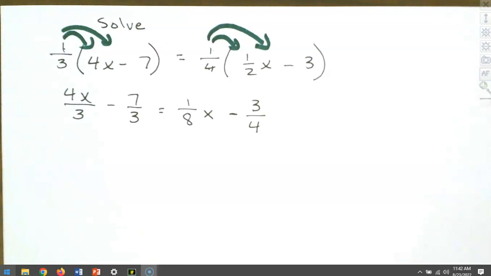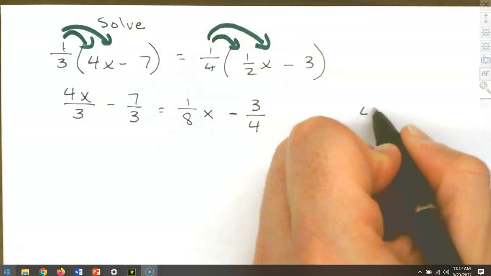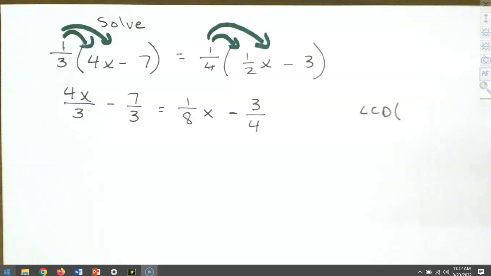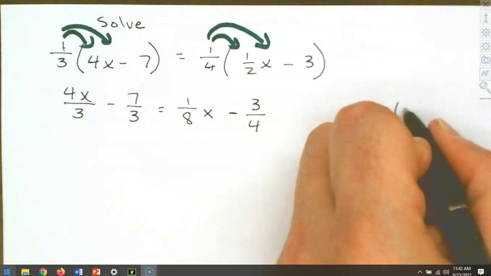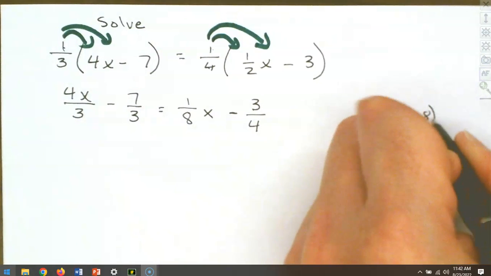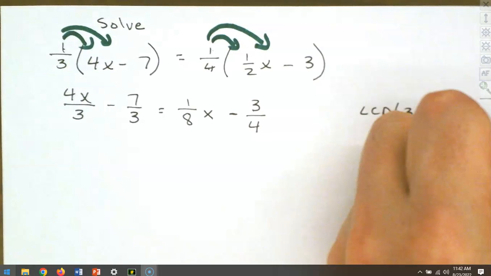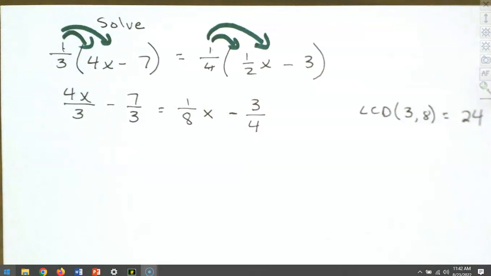Okay, now let's work on our least common denominators here. What's the least common denominator? And you can pick them in any order. I like to do them in pairs. I think it's easier if we do pairs. So what's the least common denominator of 3 and 8? Yep, 3 and 8 have nothing in common, so we're going to use a 24.